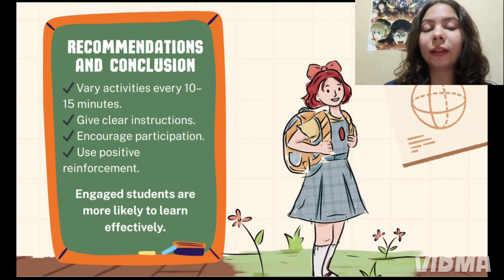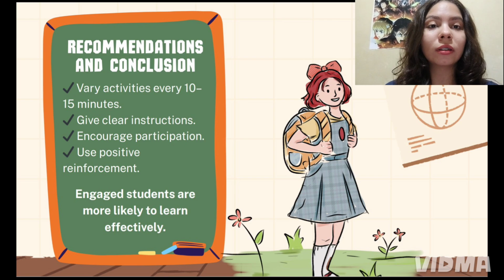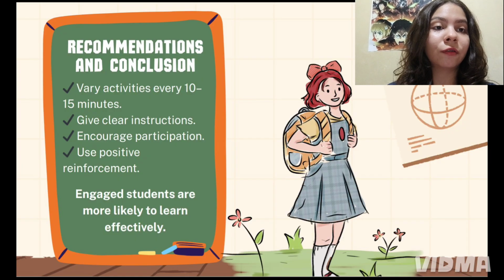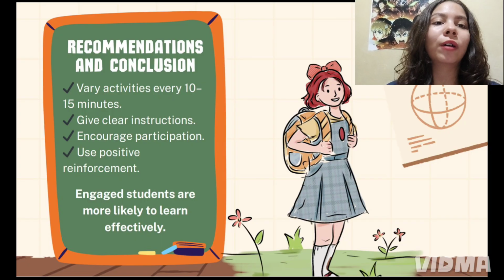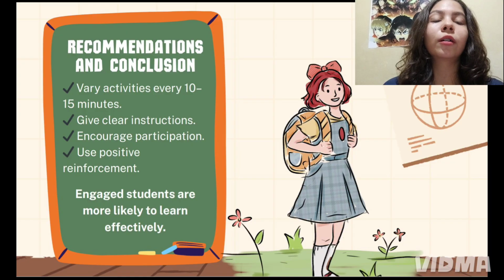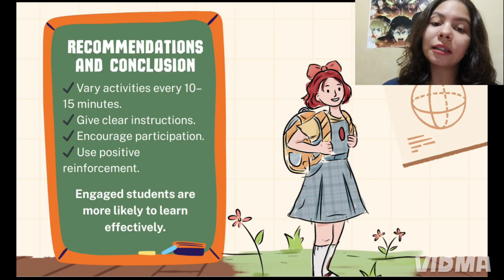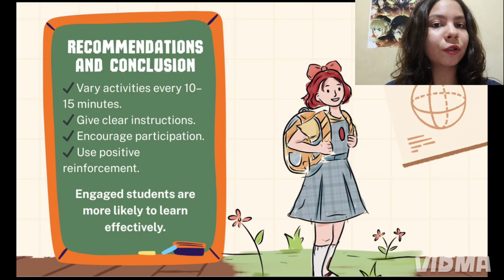Finally, I have some recommendations for us teachers. First, we have variety activities every 10 to 15 minutes, and I know it looks like not that much amount of time, but we have to take into account that here in Colombia, English classes usually are like 1 hour long, so we have to take advantage of our time. It is also important to give clear instructions, to encourage participation, and also use positive reinforcement.